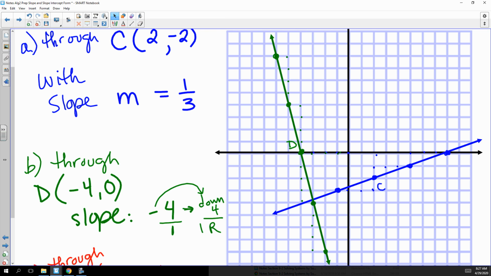All right, and I'm going to label these lines. So we're just going to call this line A, and this is the one for line B. It's supposed to be a B, and then it looks a little bit like an F.